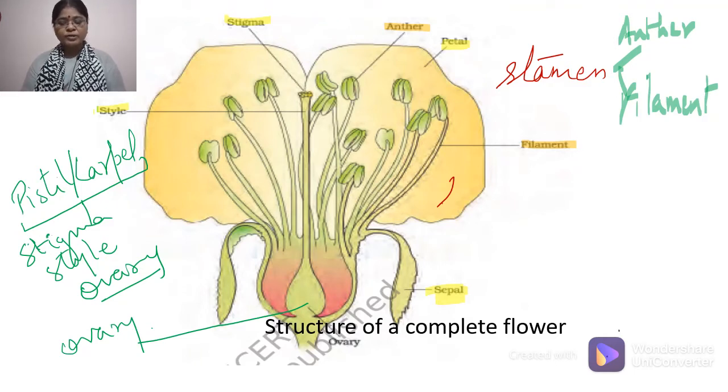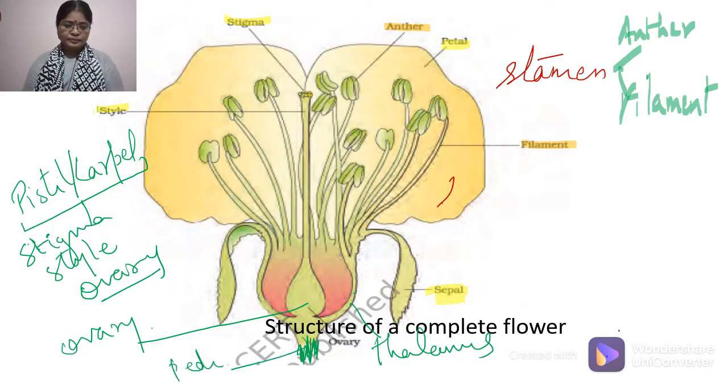Stamen is your male part. These are the two parts. Then come your petals, and then come your sepals. This is the stalk, the pedicel, by which the flower is attached, and this part is known as the thalamus. This part is your thalamus, and this stalk is called the pedicel. So these are the different parts of a flower.